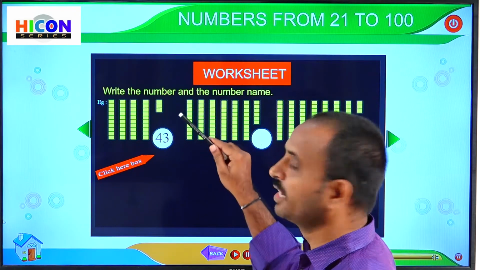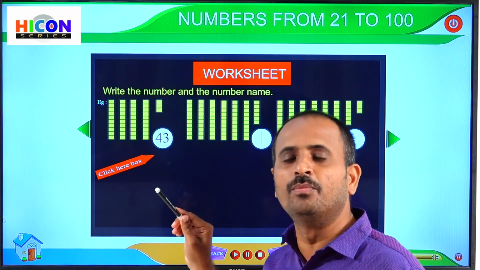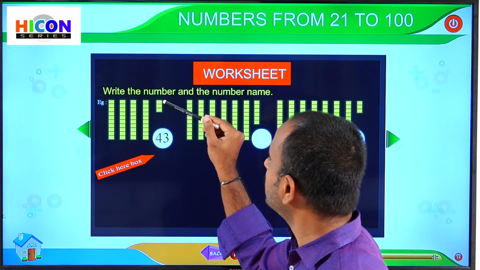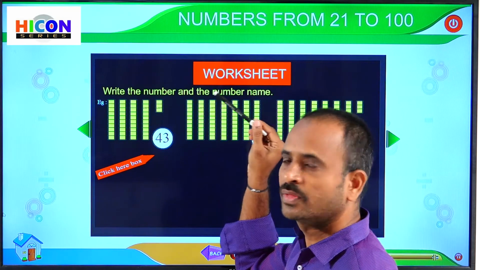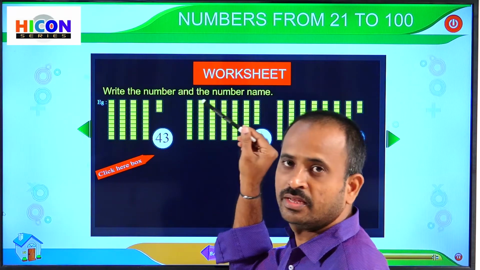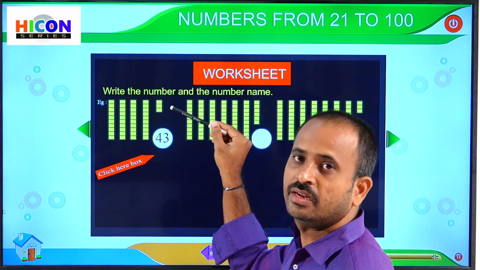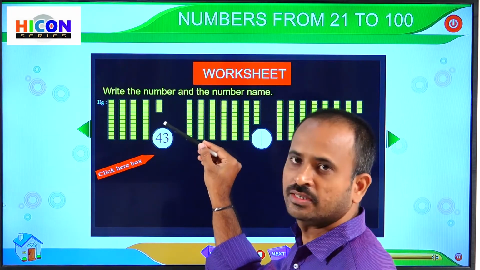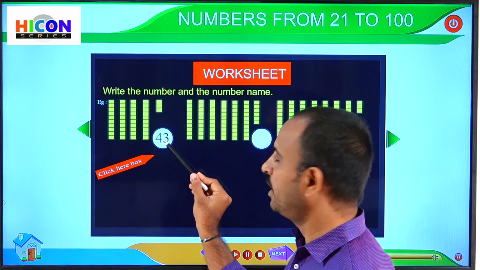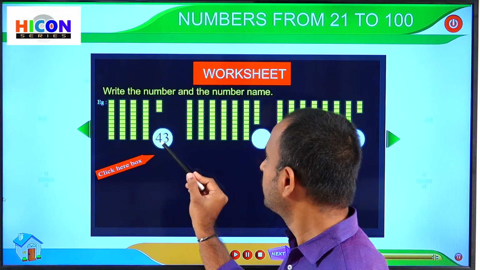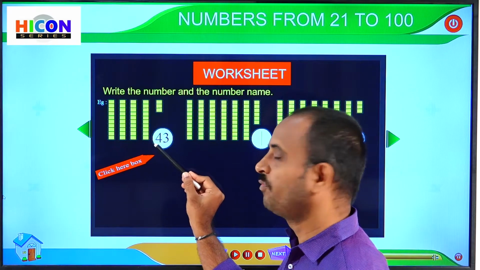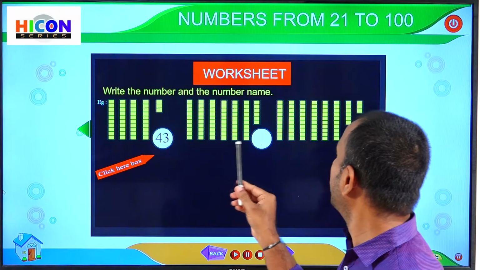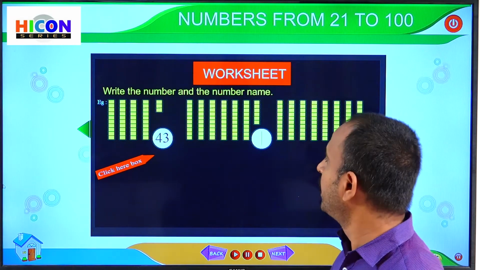And how many single blocks are there? Each single block represents one. And how many single blocks are there? 1, 2, 3. So 3 single blocks are there. That means how many ones are there? 3 ones are there. So 4 tens and 3 ones. That is 4, 3. The number will be 43. So now, practice the remaining problems. So let us do the remaining problems.